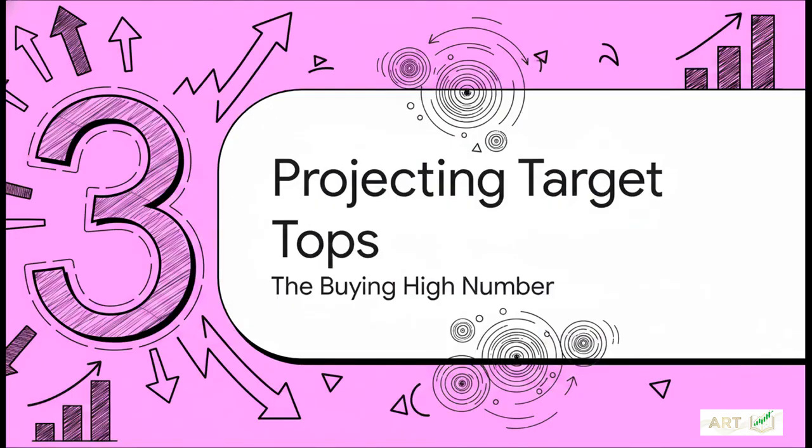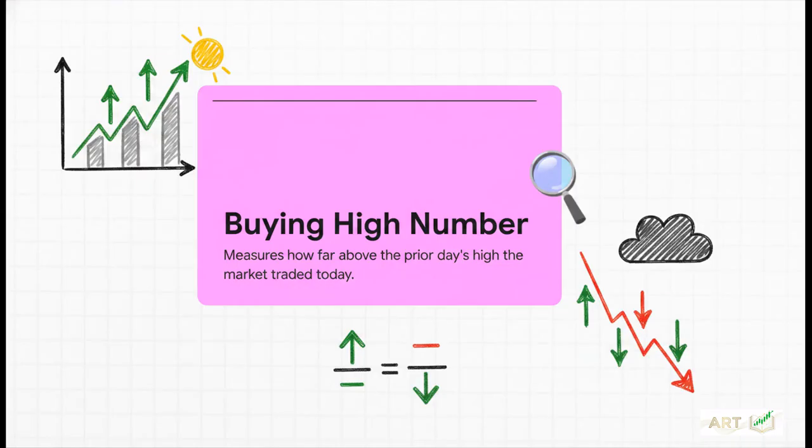Moving on to Section 3, projecting the target top, the buying high number. This next critical building block focuses purely on the strength of a rising market. We call this the buying high number. It measures exactly how far above the prior day's high the market managed to trade today. The formula is simply today's high minus yesterday's high.